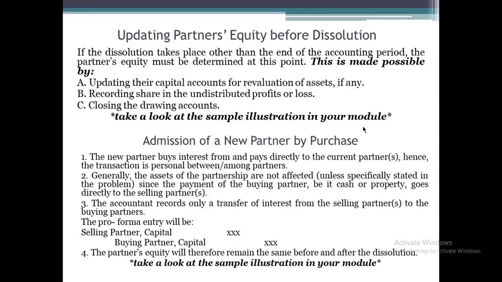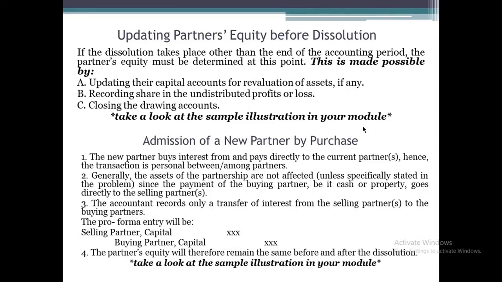Or like for example, yung 50% na share ni partner A, or yung stocks ni partner A doon sa partnership, or yung 50% ng interest ni partner A, bibilhin ni partner C para ma-admit siya sa partnership nila. Ayan. So, yun yung admission of a new partner by purchase. So, bibili si bagong partner doon sa existing partners.